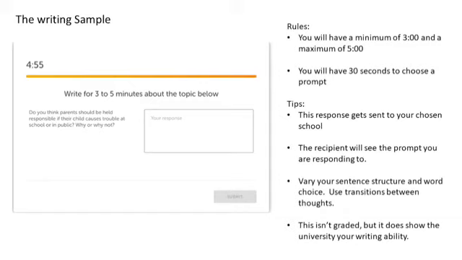The person reading your response will see the question that you were asked, but it's a good idea to write it in a way that they don't have to see the question to know what you're answering. Try to vary your sentence structure, use good words, use transitions between your thoughts, and remember to go back and check your work. You want to make sure that your grammar is correct. You want to make sure you capitalized the first letter of every sentence and that every sentence has a punctuation mark at the end. This isn't graded, but it is a chance to show the university your writing ability, so you want to make a good impression.